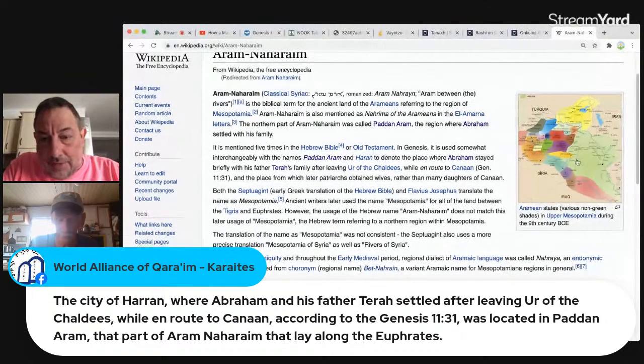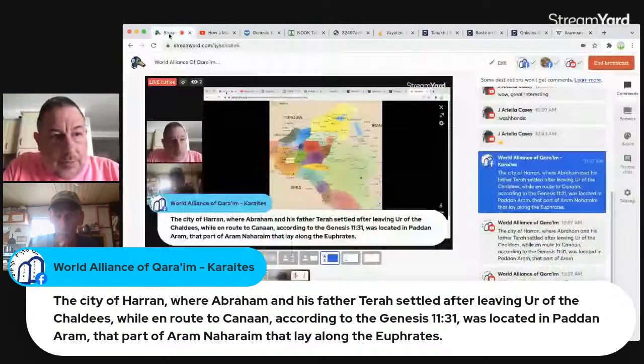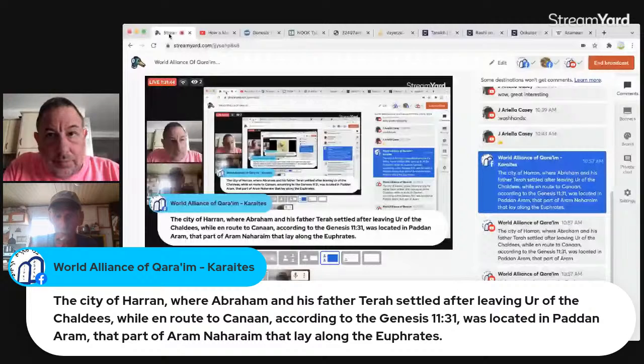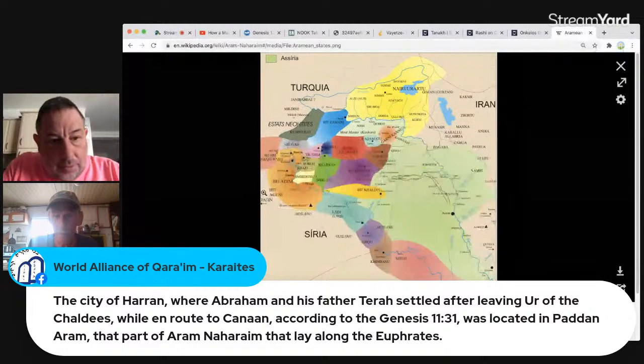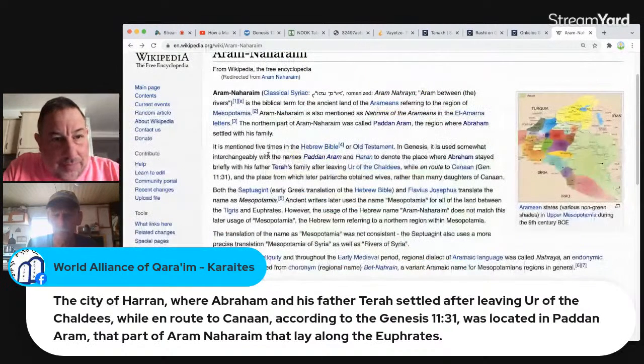So let's see if we can see that here. Let me just make sure it's coming up. There we go. So does it point it out? Oh, this is quite a mess of a map. I think this is Haran right there. I don't know if this map is too confusing, so let's back out of it.